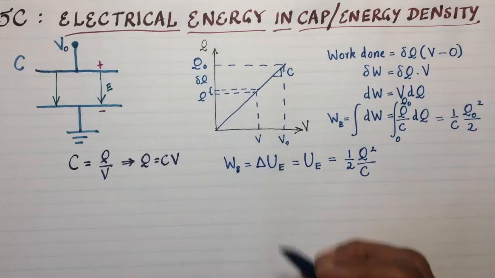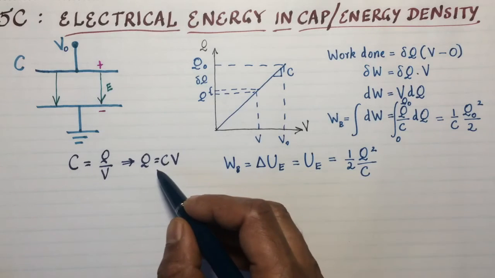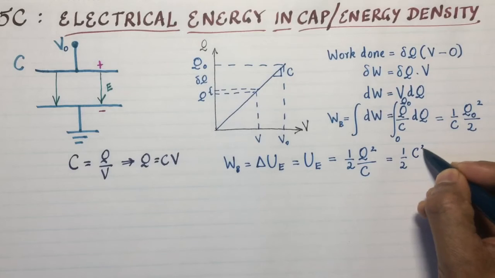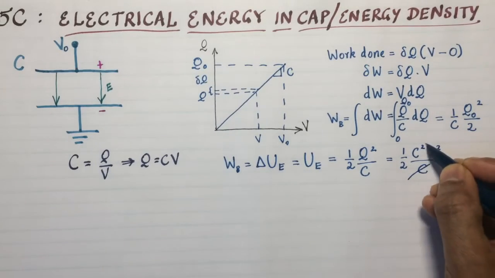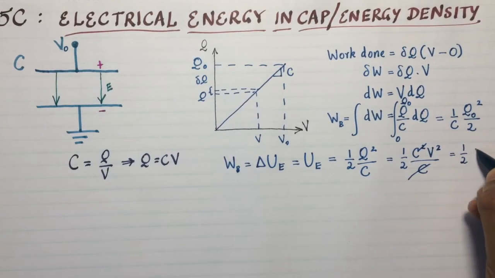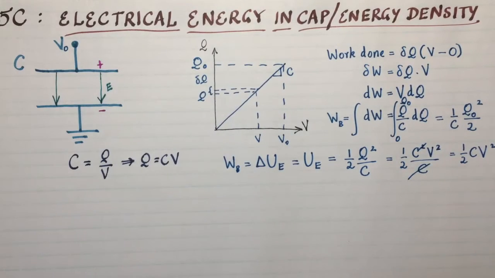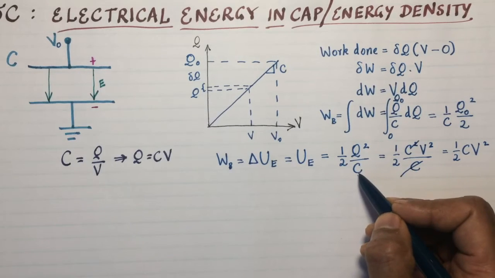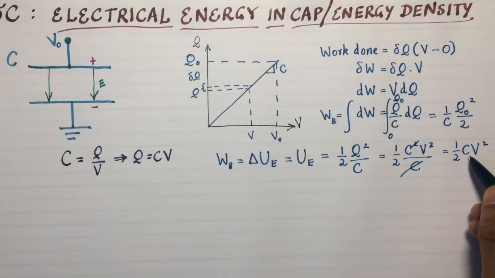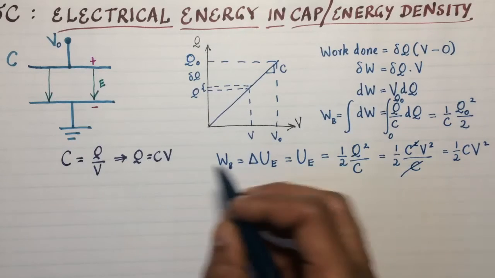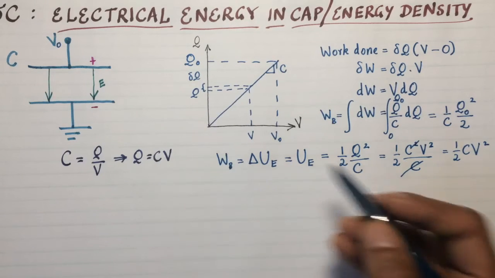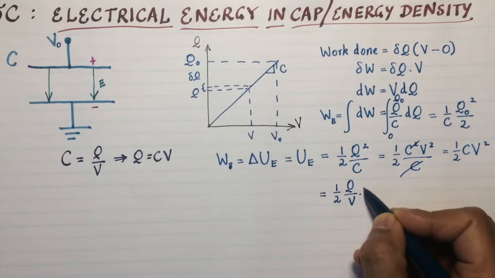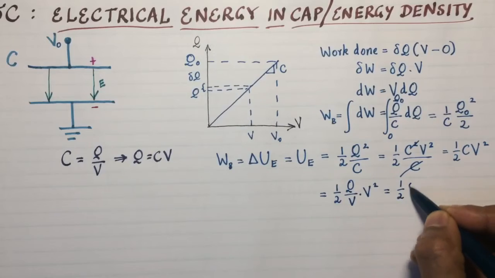There are two other ways of writing it. One is by using Q equals CV. If I use Q equals CV here, I'm going to get 1/2 C squared V squared divided by C. One of the C's cancels out, and I get 1/2 CV squared. There's yet another way of writing this, and that favors Q and V. For example, I can get rid of C. I can write C as Q divided by V. Let me do that. So that gives me Q divided by V times V squared, or 1/2 QV.